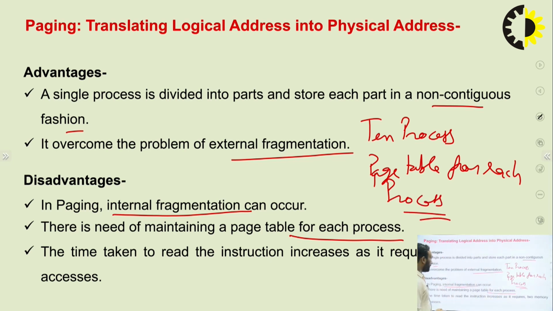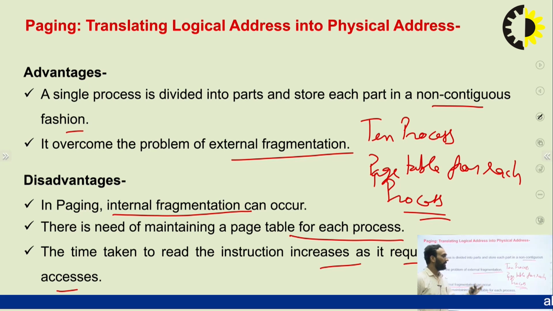Thirdly, the time taken to read the instruction increases as it requires 2 memory accesses. But obviously, if the number of pages increases with the number of processes, then the page table will increase and it will take more time to access 2 memory locations. First one is the physical address location and second one is the logical address location.